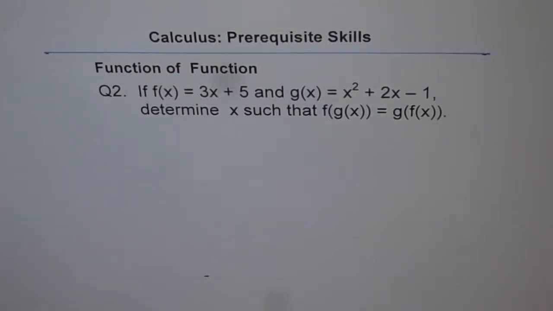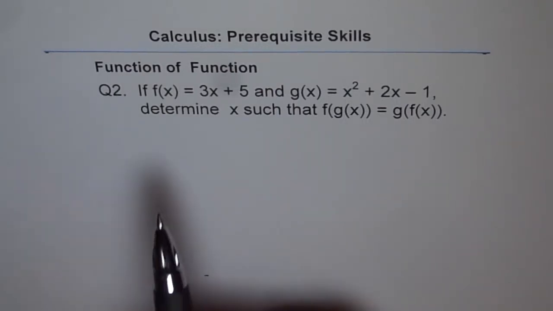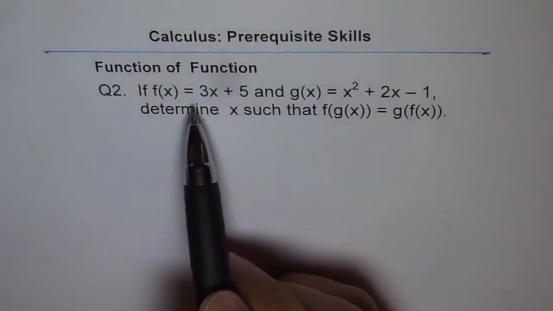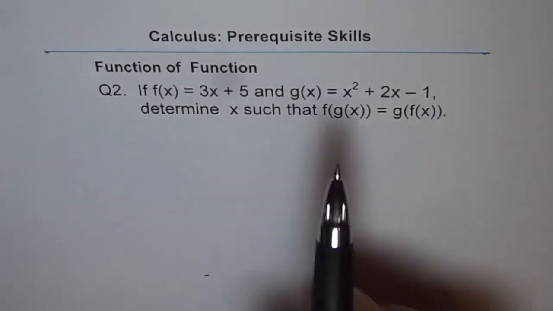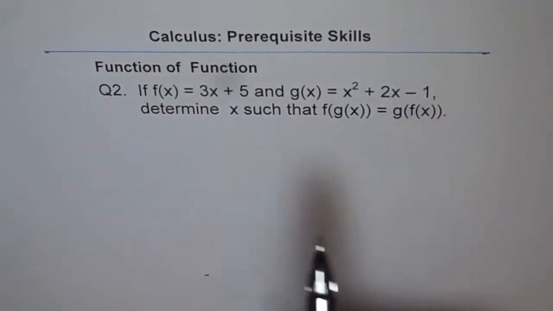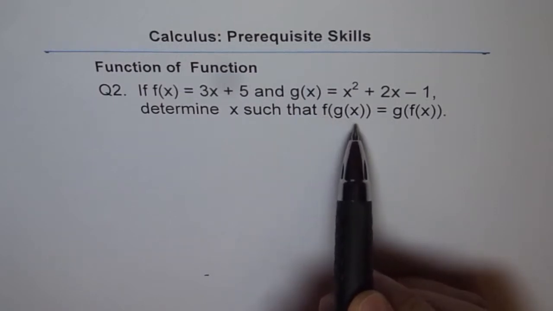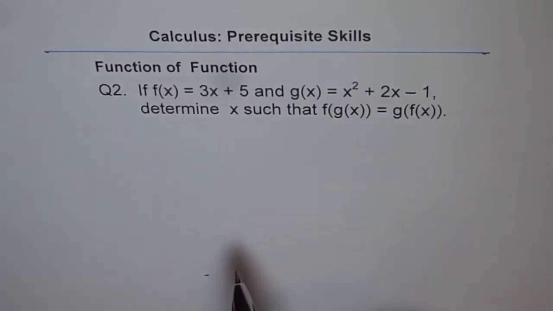Here is question number 2 from the worksheet on function of function. We are trying to understand the concept of function so that we can do well in calculus. So that's the whole idea. Question number 2 is, if f of x equals 3x plus 5 and g of x equals x squared plus 2x minus 1, determine x such that f of g of x equals g of f of x.